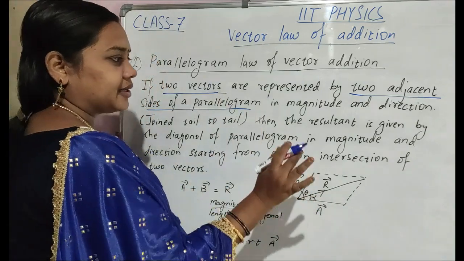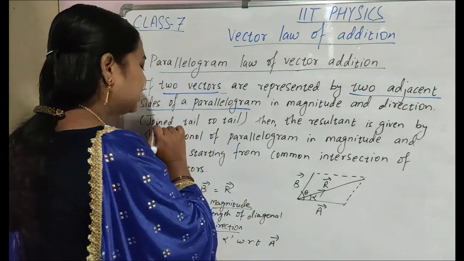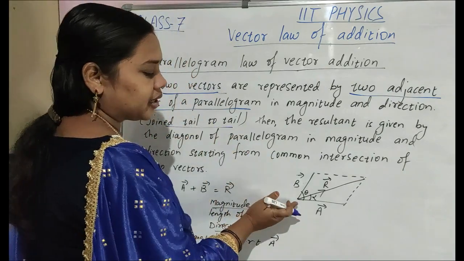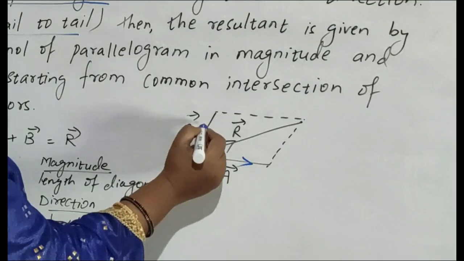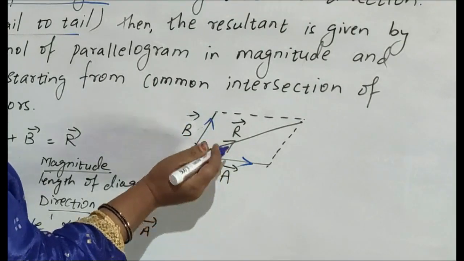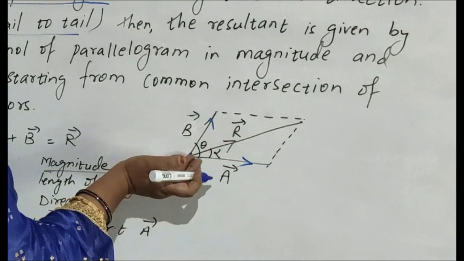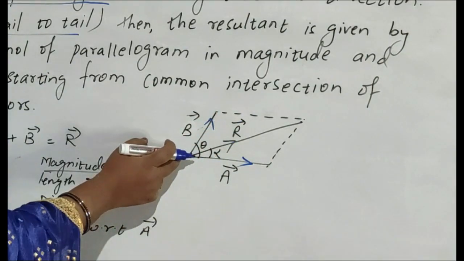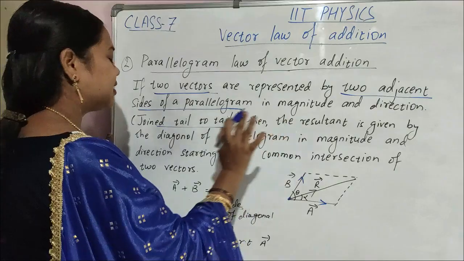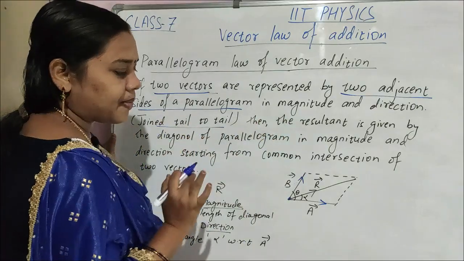In magnitude and direction, they are joined tail to tail. This vector's tail is here, and this vector's tail is here. A vector's tail is this, B vector's tail is this. So join tail to tail. Clear? Then the resultant is given by the diagonal of the parallelogram.